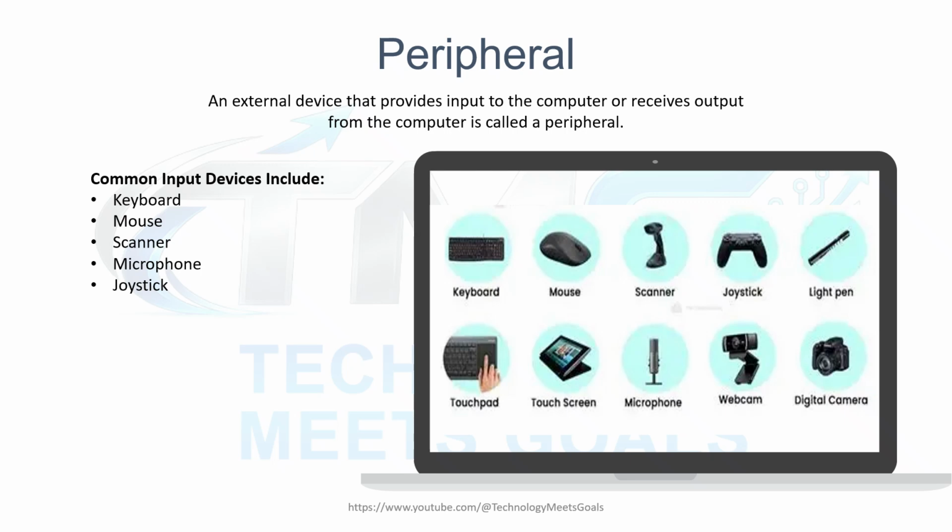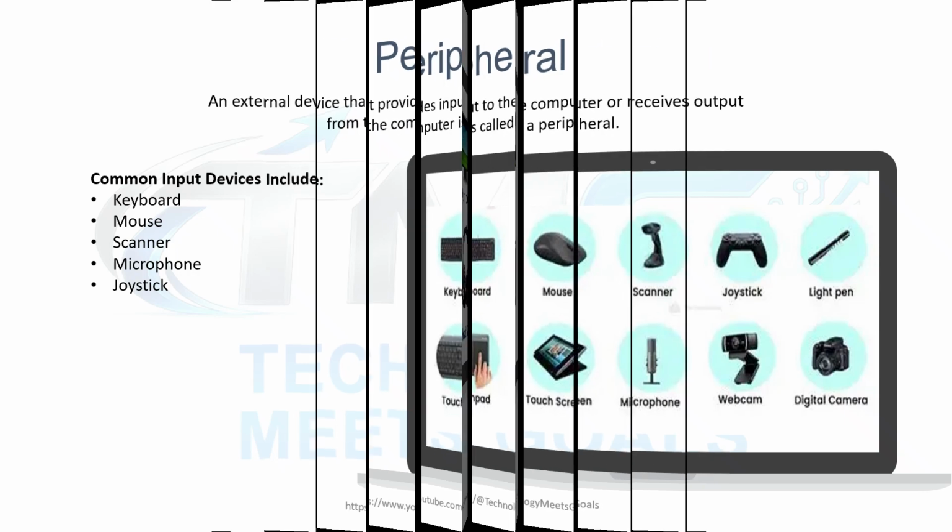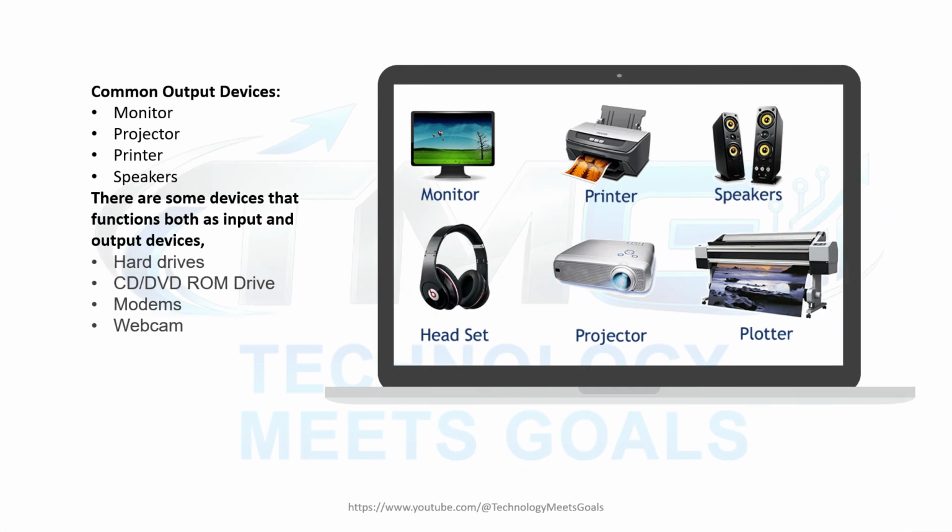Common input devices include keyboard, mouse, scanner, microphone, joystick. Common output devices: monitor, projector, printer, speakers. There are some devices that function both as input and output devices: hard drive, CD/DVD-ROM drive, modems, webcam.